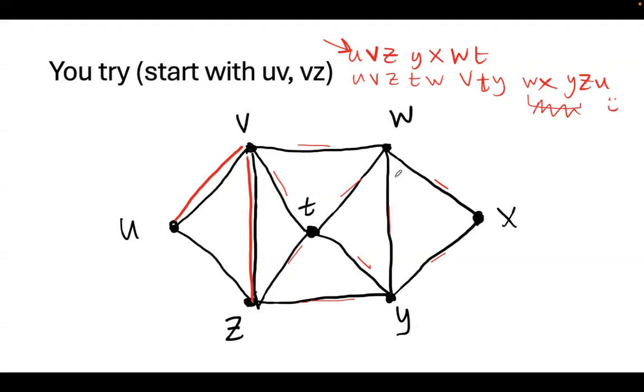Other paths that you found? Yeah. So the U V C and then T V W, T Y W, X Y Z.